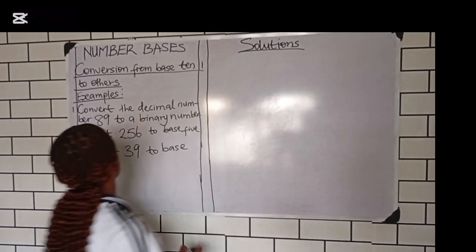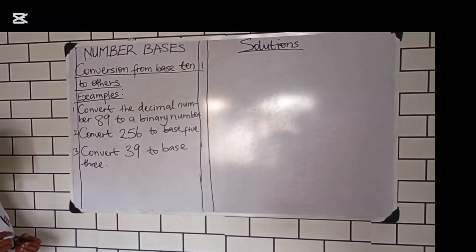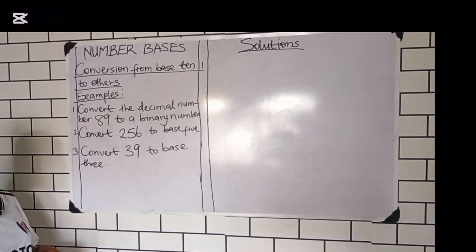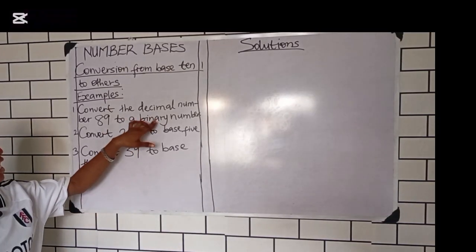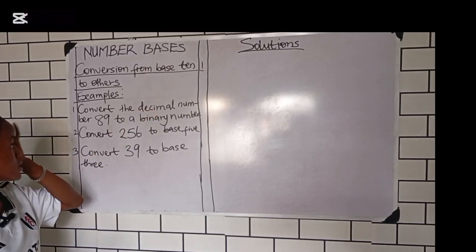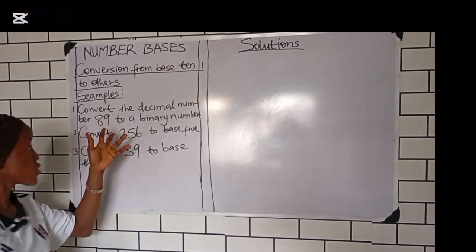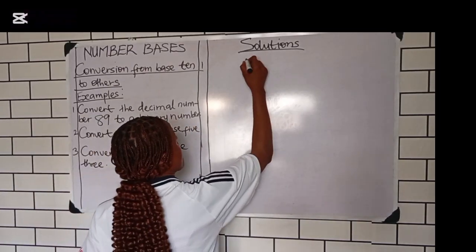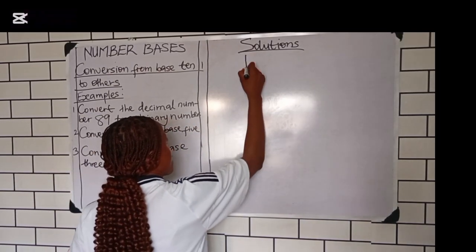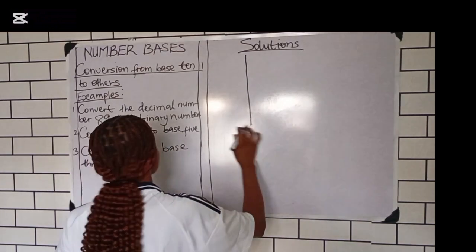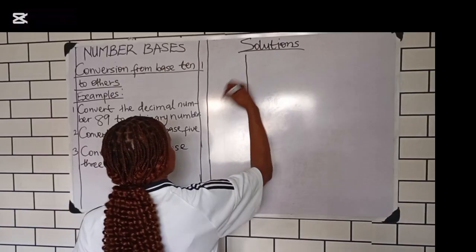The first question says convert the decimal number 89 to binary. Remember what I told you: binary is base 2, and this decimal number is base 10. Now we are given 89 and we are asked to convert it to binary. What you have to do is draw a table, a vertical line, and have your 89.